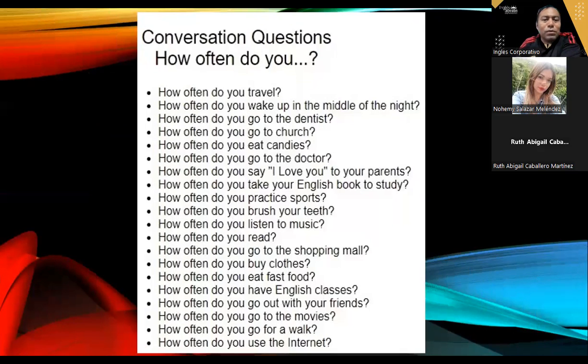So we have the warm-up. The last class we studied this question, right? How often do you, right? We discussed these questions in pairs.